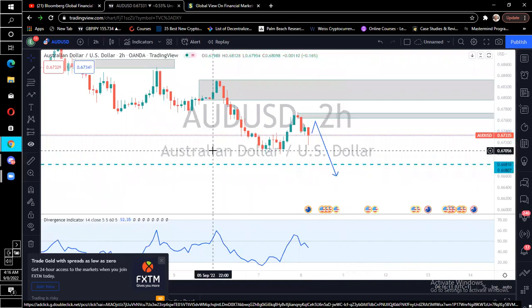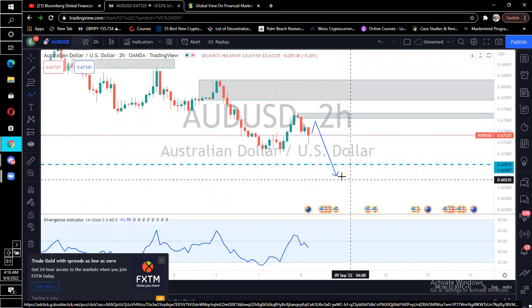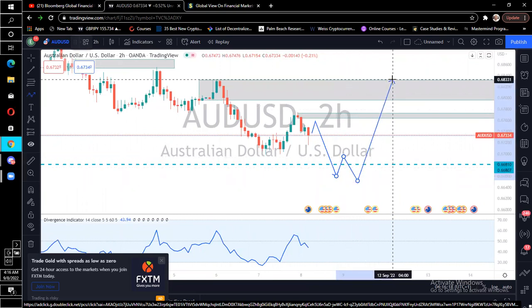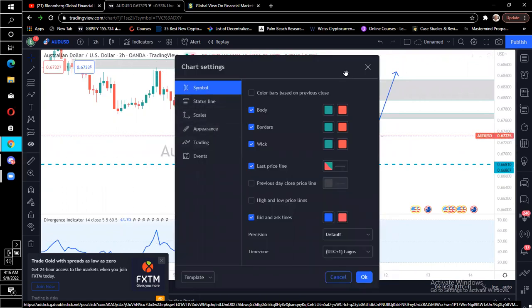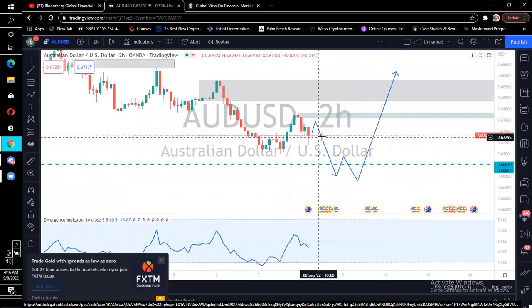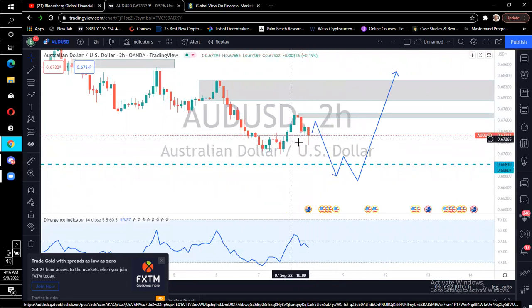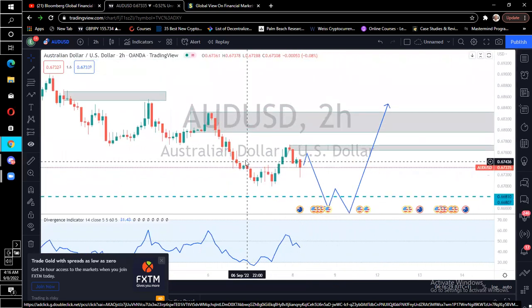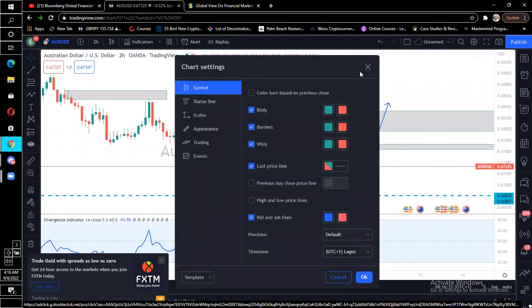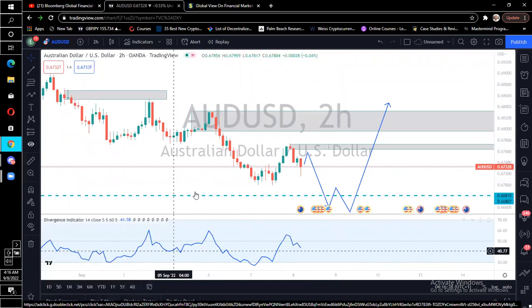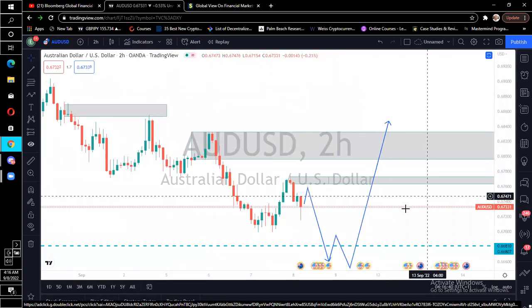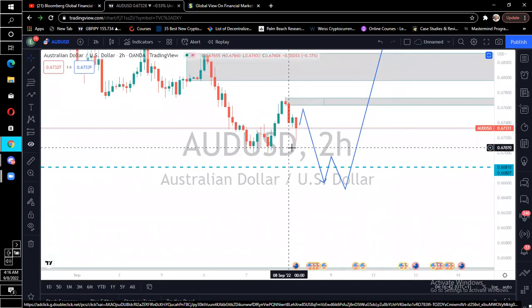From here, I'll be expecting, if I start expecting a buy push up to the upside. But for now, this is what I'll be expecting from this particular pair. And this is what I really want to see. If I don't see this, I'm not taking this trade for now. So this is what I'm expecting to see from this pair.